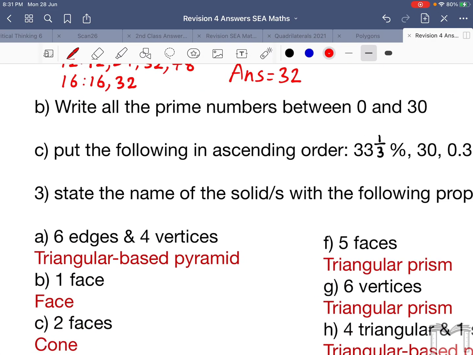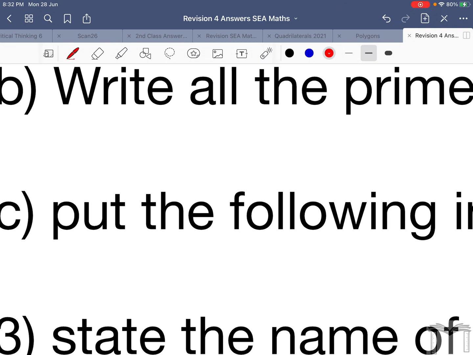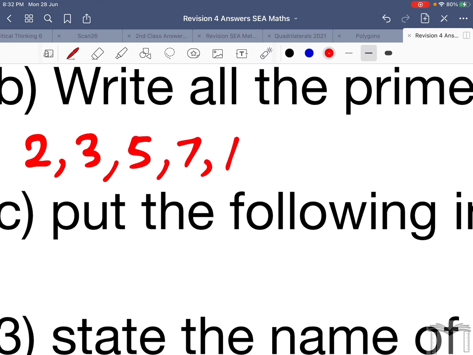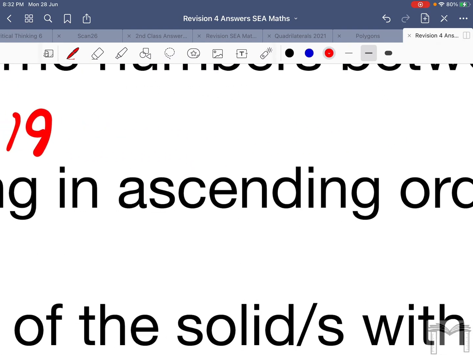Part B. Write all the prime numbers between 0 and 30. What is a prime number? A prime number is a number which only has two factors, itself and 1. So remember, 1 is not a prime number. So the first prime number is 2, then 3, right, up to 30, so we stop here.